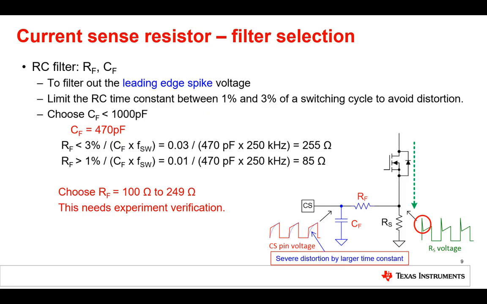The parasitics of the MOSFET and the traces will cause a leading edge spike whenever it turns on. LM5155 has some leading edge blanking, but as it might not be enough for the specific flyback design, adding filter components to the CS pin is recommended. The RC time constant should not be above 3% of the switching cycle to avoid distortion, as shown as dashed blue lines in the CS pin voltage at the bottom. Keep in mind that the controller is blind for overcurrent while the filter capacitor is charged.